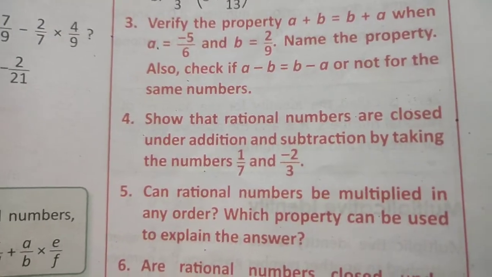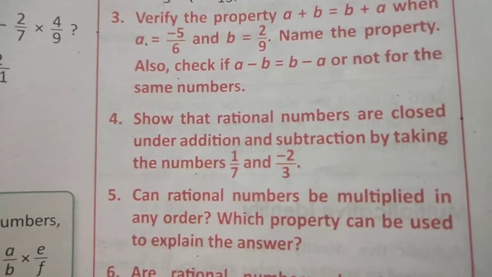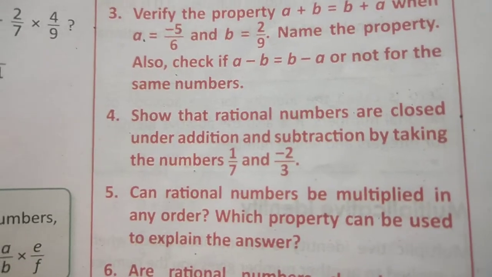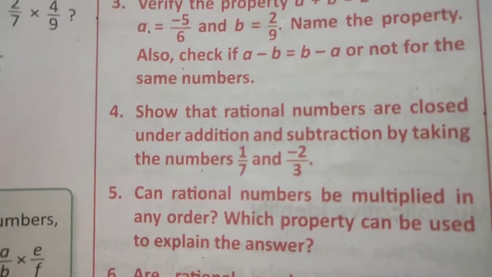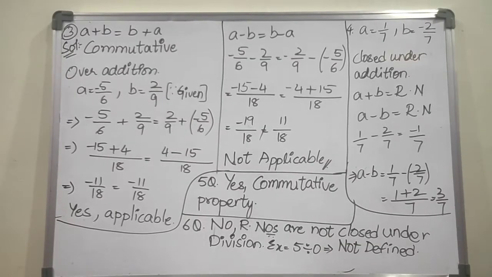Show that the rational numbers are closed under addition and subtraction by taking the numbers 1 by 7 and minus 2 by 7. So here what they have given us: A is 1 by 7 and B is minus 2 by 7. They have also referred to closed under addition. So A plus B is equal to a rational number, and A minus B is also a rational number.